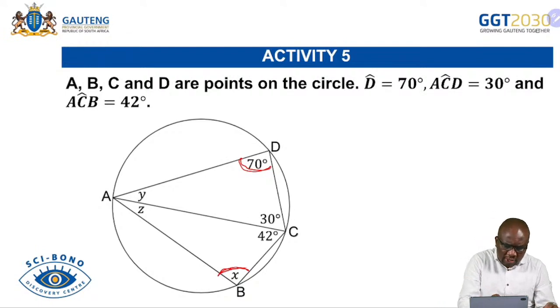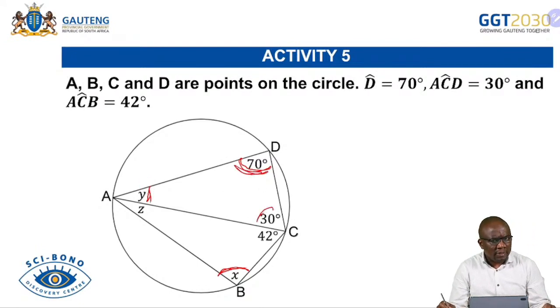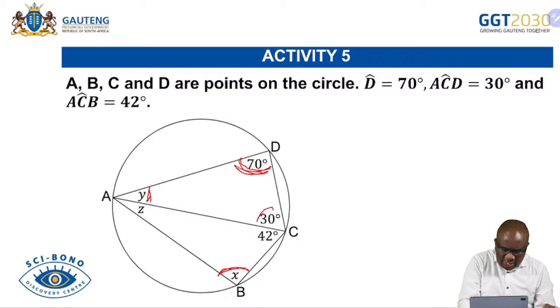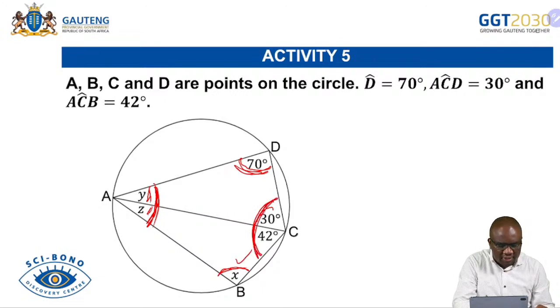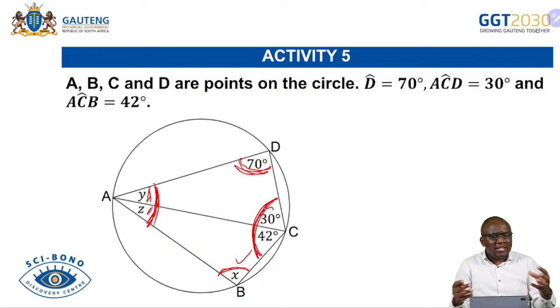Now, this angle and this angle and this angle are angles in a triangle, so the angle sum in a triangle can work. We can find y. Even here, after getting x, we can find z. The other thing is that angle BAD and angle BCD are opposite interior angles of a cyclic quad, so they add up to 180 degrees. You can use all those things and we're going to get our answer. Is that clear? Now let's go to the solution.